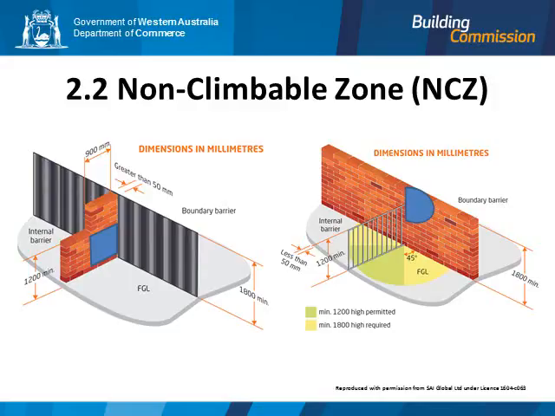Where the internal pool barrier is greater than 50 mm in width and intersects a boundary fence, the non-climbable zone 1 and 2 continue from the 1.2 metre high portion to the 1.8 metre high portion of the internal fence. Where the internal pool barrier is less than 50 mm in width and intersects a boundary barrier, the non-climbable zone 2 and 3 from the internal barrier covers part of the boundary fence.